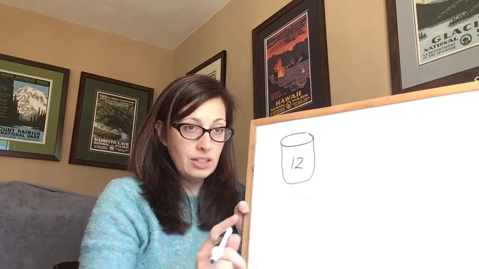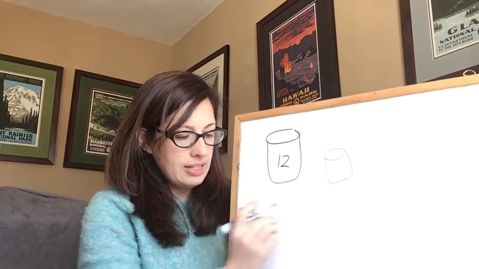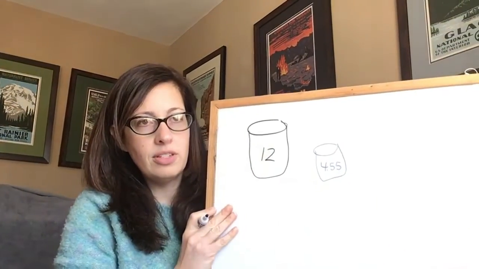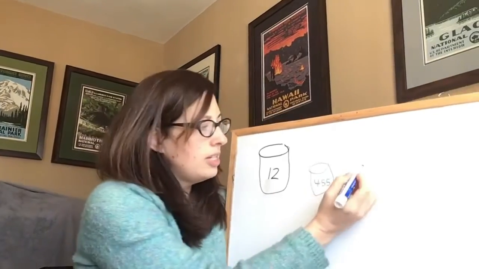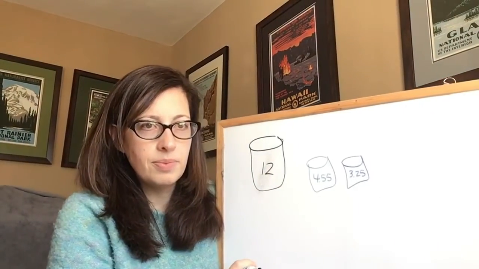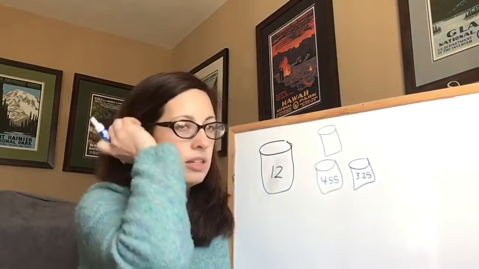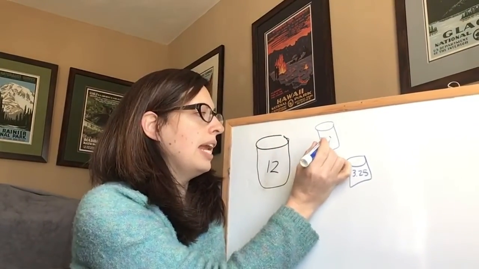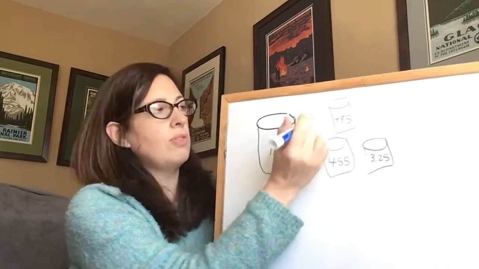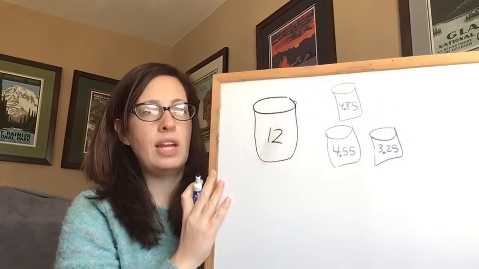All right. She has a container, so this one's empty. One of her containers has 4.55, 4 55/100, okay? She has another container with 3 25/100, okay? And her last container has 4 85/100, okay? You see those? So she needs 12. She has these 3. Let's make sure you can see those decimal points. She has these 3, okay?